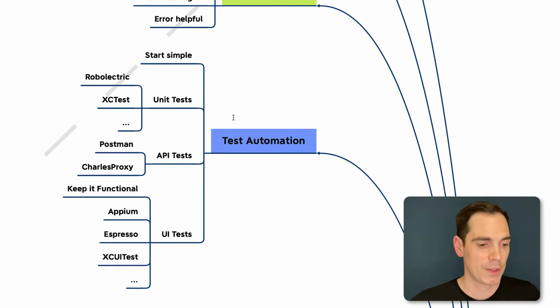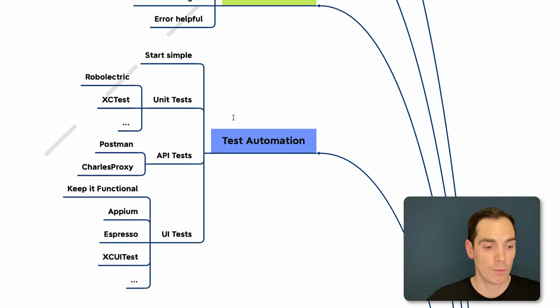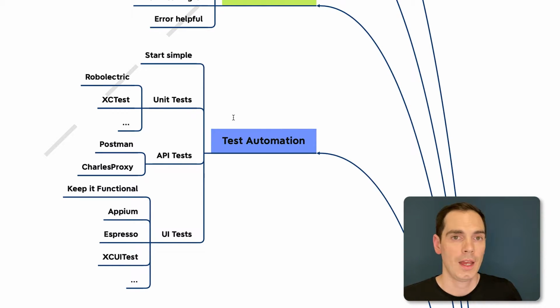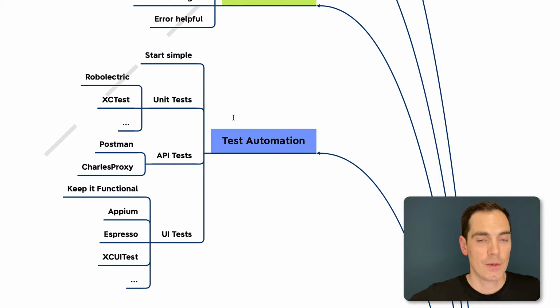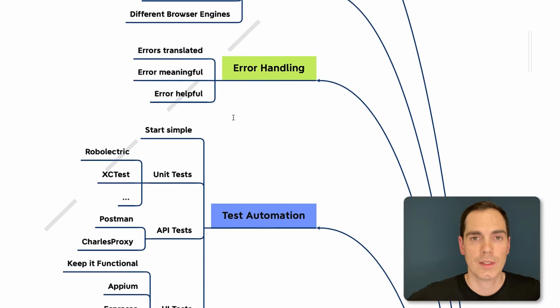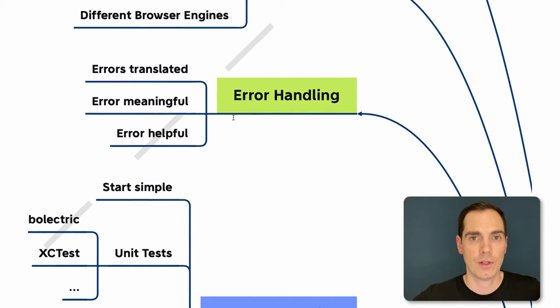And then from a UI perspective, you can use tools such as Keep It Functional, Appium, Espresso, XCUITest, and there are a couple more out there that you can explore and see which one fits best to your development and test environment. And as I said, start simple, evaluate a bit of the tools, see which tool fits best into your development environment.